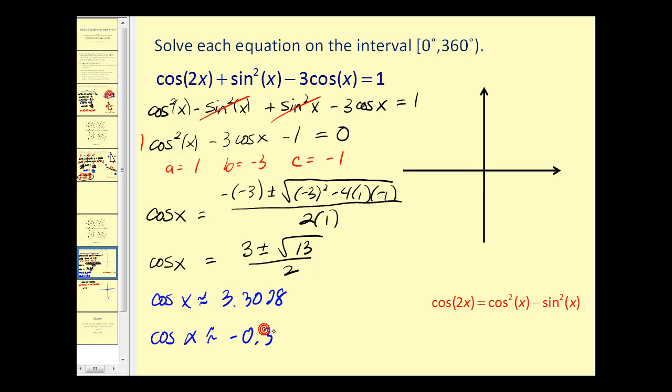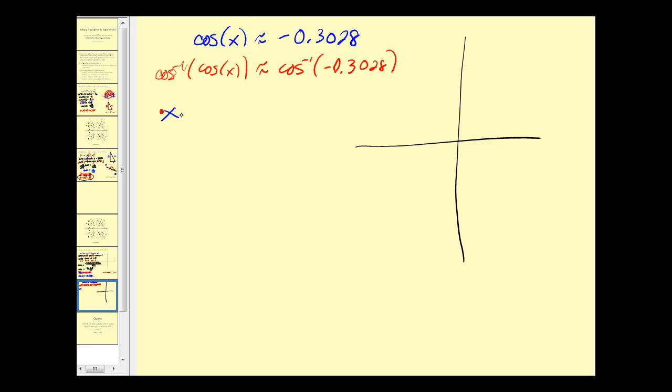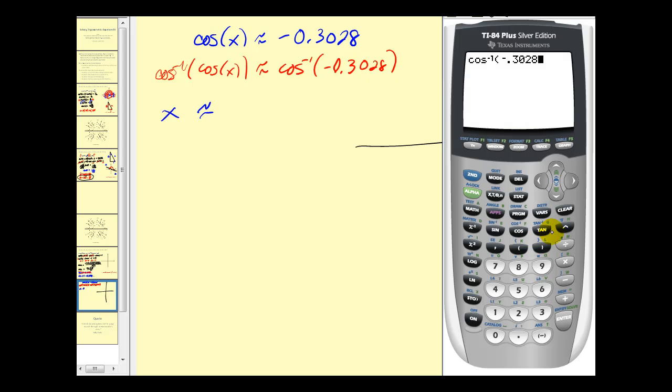The first thing we should recognize is that the range for cosine x is the closed interval from negative 1 to positive 1. So this will not give us any possible solutions for x. Let's take a closer look at this one on the next screen. What we can do now is take the inverse cosine of both sides. So on the left side we'll have x. On the right side we'll go to our calculator. And this gives us approximately 107.6 degrees.